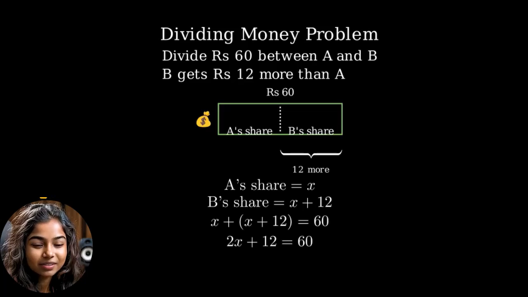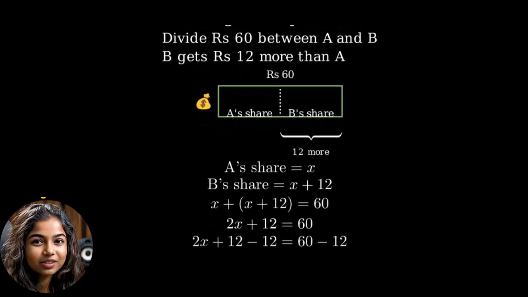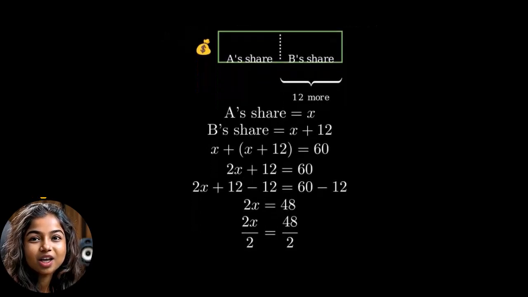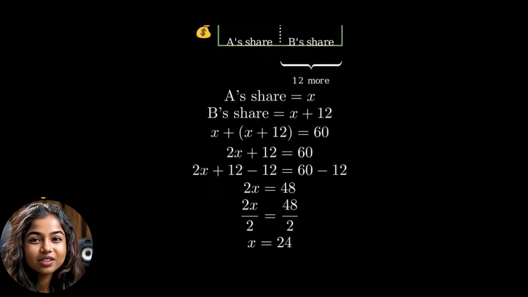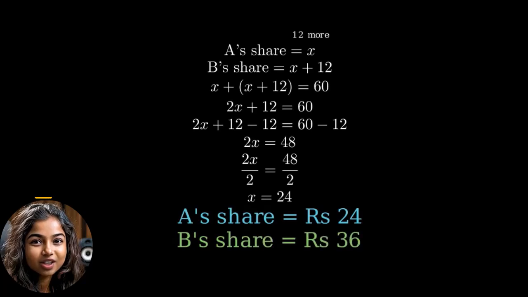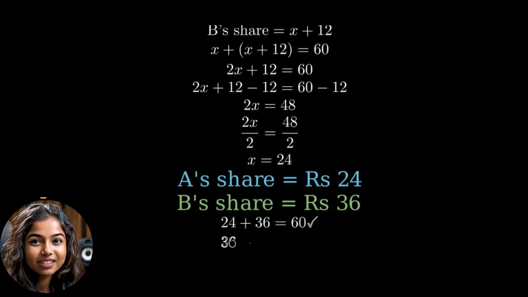Now, let's solve for X. First, subtract 12 from both sides. This gives us 2X equals 48. Then, divide both sides by 2, and we get X equals 24. Therefore, A's share is 24 rupees and B's share is 36 rupees. Let's verify. 24 plus 36 equals 60, and 36 is 12 more than 24.